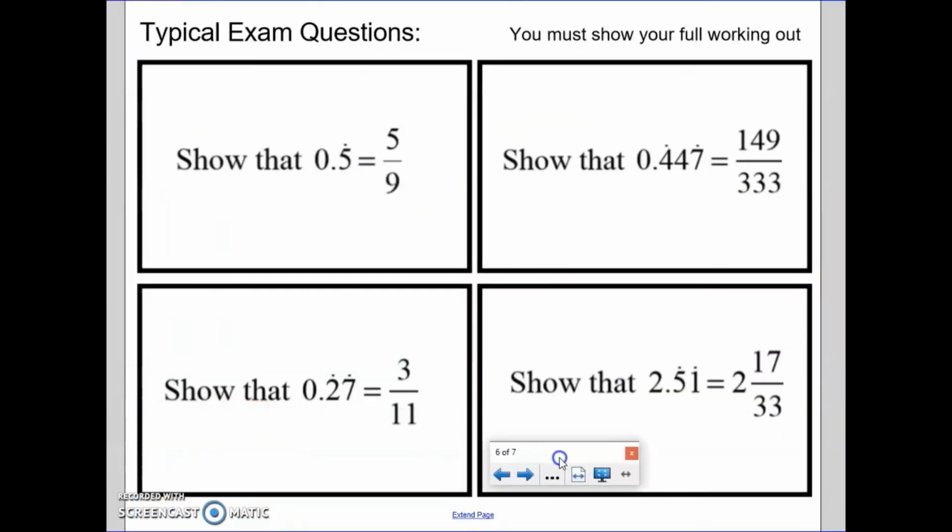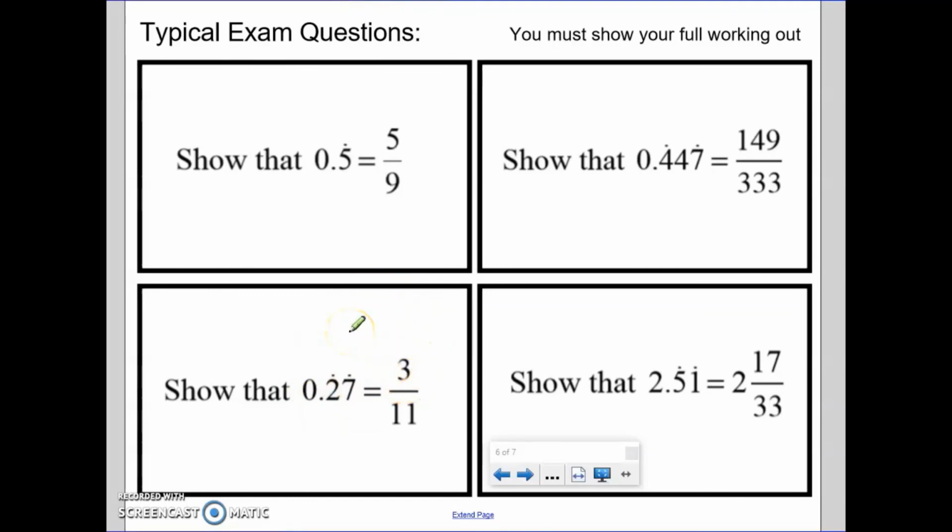Okay, 4 more questions for you to have a go at. So this time I've selected 4 typical exam questions. And you can see exactly how each question is set up. The language it uses shows that in each question, it already tells you the answer that you're going to end up with. It already tells you that 0.27 recurring is equal to 3 over 11. But where you pick up your method marks is by showing your algebraic method. How do you prove and how do you get from 0.27 recurring to this fraction?